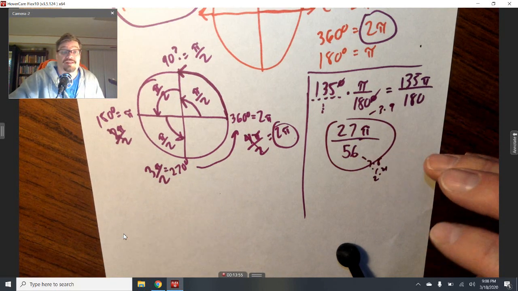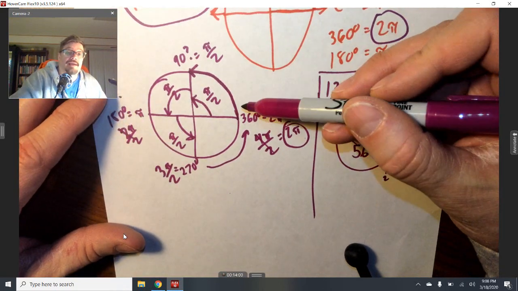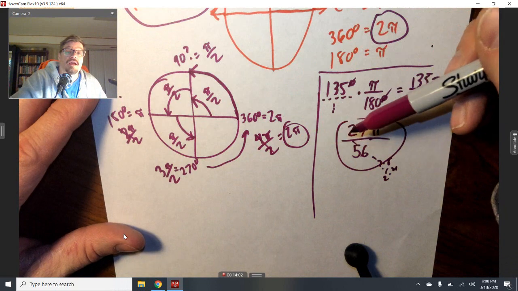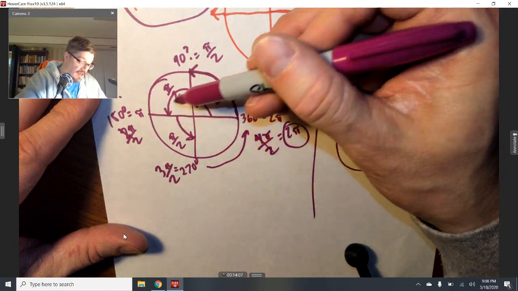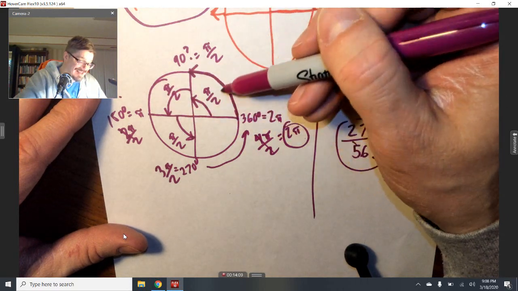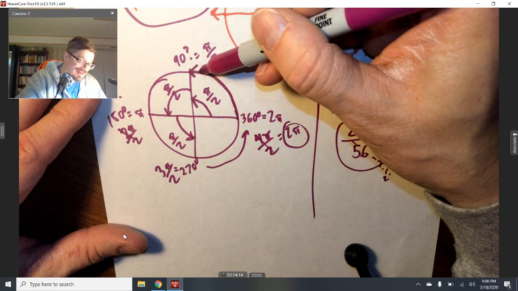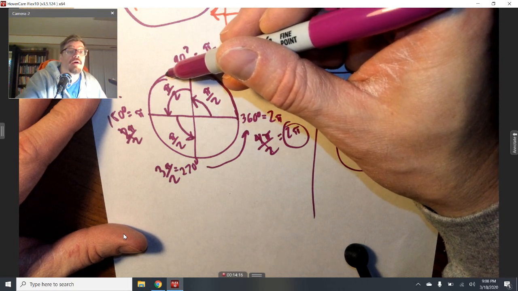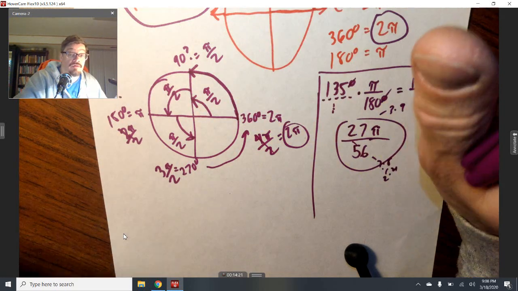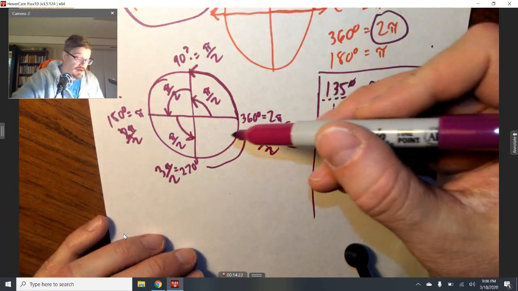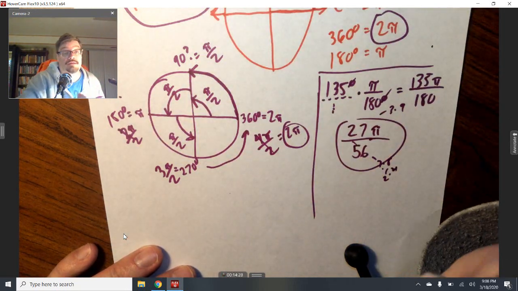27 pi over 56. What that does is that tells us that if we broke up pi into 56 pieces, which is this right here from 0 to pi, if I broke this guy up into 56 pieces, 135 degrees is going to be 27 of them. Okay, right about there. That's our new measure. So, again, 180 degrees equals pi radians.